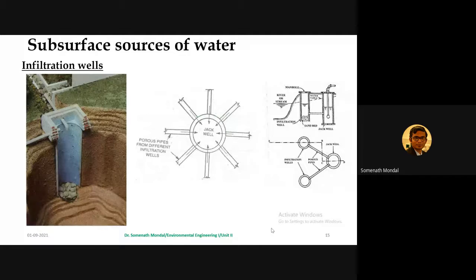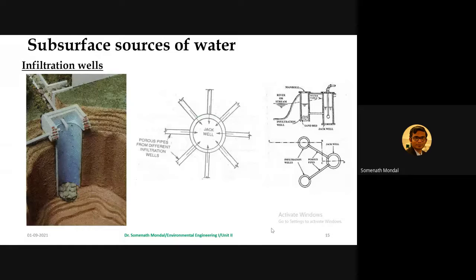Now once we have that river and stream, we can have an infiltration well, and from that infiltration well it will be connected to the jack well, and the water which accumulates in the jack well will be taken out with the help of a pump. So this is the overall infiltration well structure. You can see here we have shown the jack well, the infiltration wells, and the pipes which connect the jack well and infiltration wells.